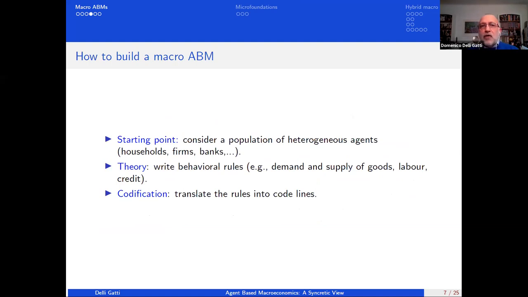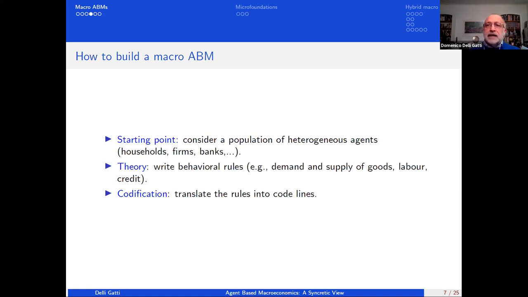Let me now go into how an agent-based model of the macroeconomy is built. There is a starting point: a simple population of heterogeneous agents. It can be households, firms, banks, and the heterogeneity can come from different sources. Then you have to write behavioral rules. So theory is an important part of the story. You don't rush to the computer. For instance, you have to write behavioral rules for demand and supply of goods, for labor, for credit, and so on and so forth. Codification is simply a way of translating these rules into code lines.